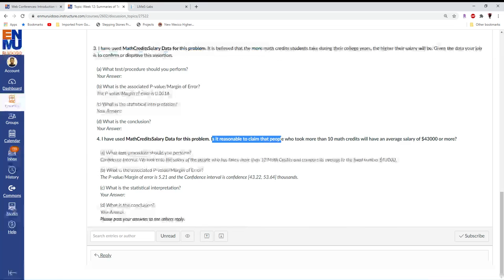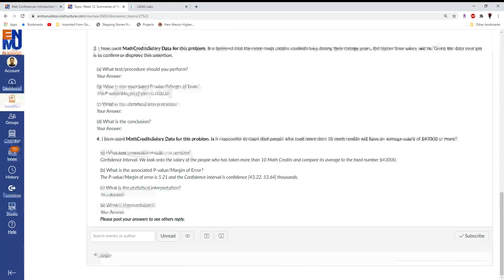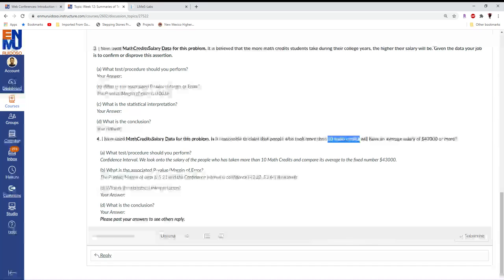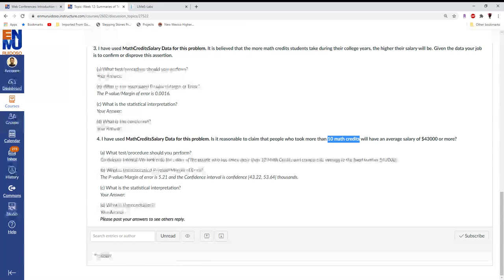And now finally, I have used maths credit salary data for this problem. Is it reasonable to claim that people who took more than 10 math credits will have an average salary of 40,000 or more? So you take a group of people and try to see if their salary is more than 43,000, considering that those people took more than 10 math credits. So we are comparing the average of these people who took more than 10 math credits, and we want to check whether their average salary is greater than or equal to 43,000. So we are comparing with one fixed number. So that's why we go for confidence interval.